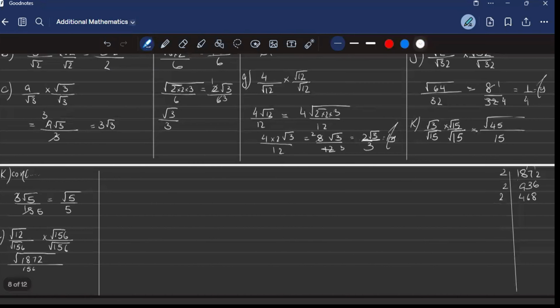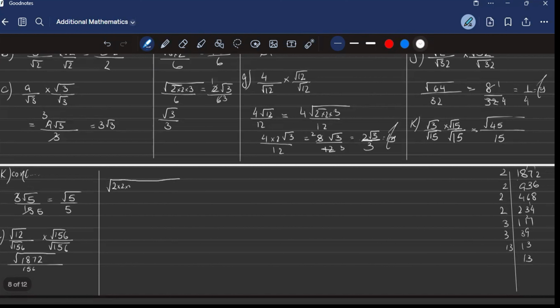Then we go on. 468 divided by 2 is 234. Then 234 divided by 2 is 117. This is divisible by 3, giving 39. 3 threes are 9, 3 ones are 3, and then 13 is a prime factor. Yes, 13 is a prime factor, so we are going to leave it as it is. Then we find what this 1872 simplifies to.